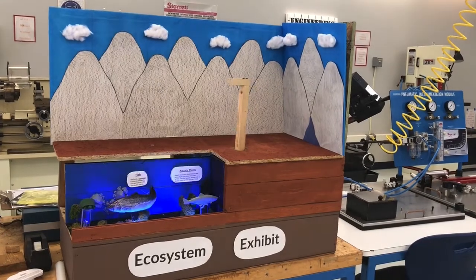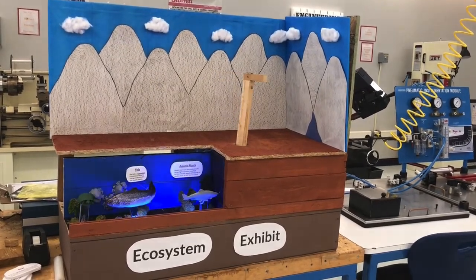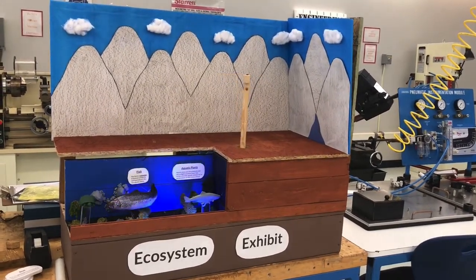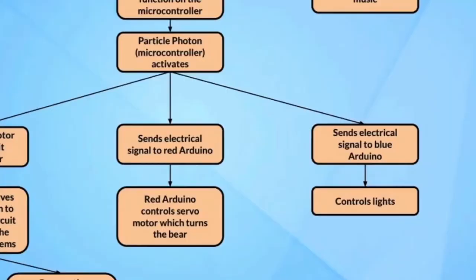The bear moves through the use of an interior skeleton, which is attached to the servo motor. The Photon also sends an electrical signal to another Arduino microcontroller, which is used to control the lights.